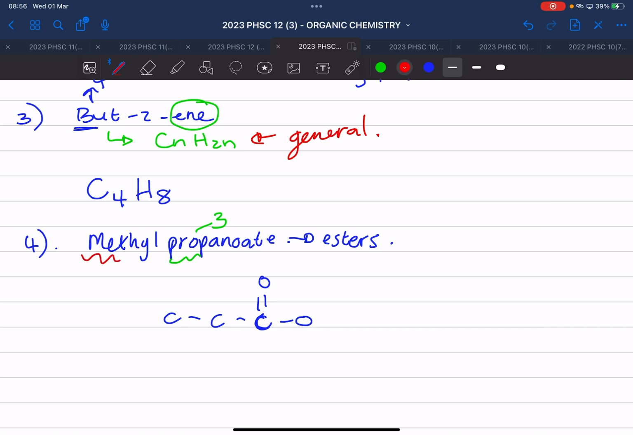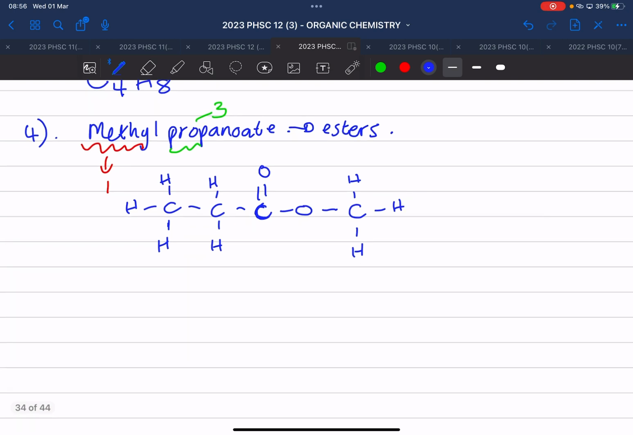Then methyl refers to the side chain that is after the oxygen. Meth refers to 1. So we're going to have after that 1 carbon. And then you fill in your hydrogens. Remember, if you miss a hydrogen in the test or an exam, you lose a mark. Yes, even if you just draw the line of the H's as well. We just did like that because we were lazy in class. But now we are done being lazy.